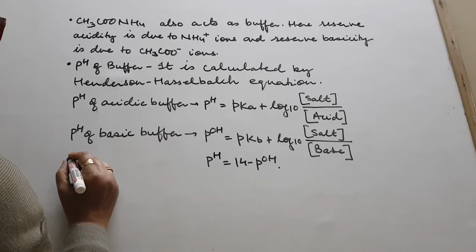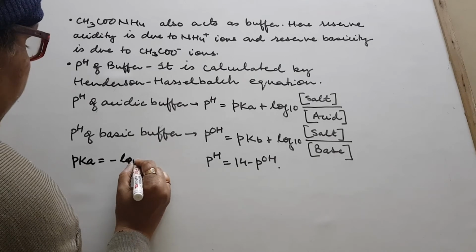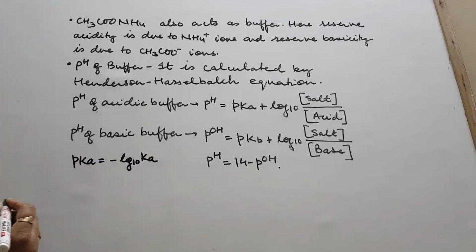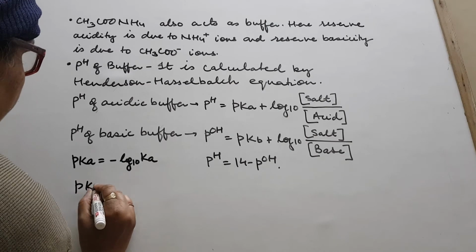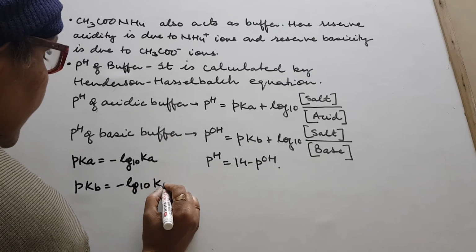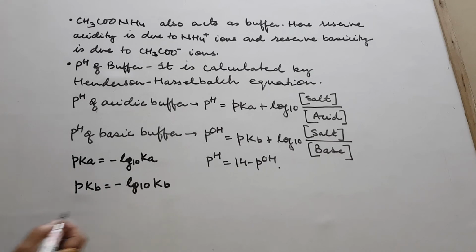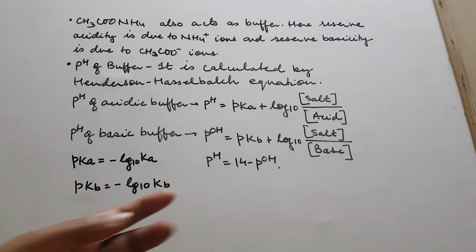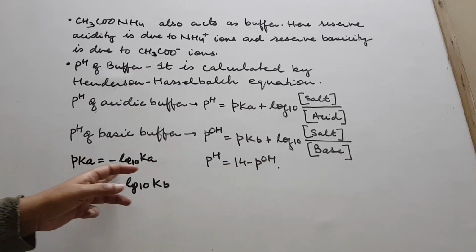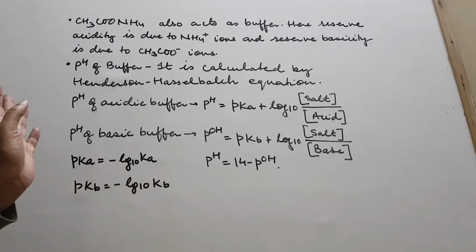So I am writing here: pKa is equal to minus log to the base 10 Ka. What is pKb? pKb is equal to minus log to the base 10 Kb. Right? This is how it is. So you should know these formulas. I told you simply, pKa means minus log Ka, and pKb means minus log to the base 10 Kb.